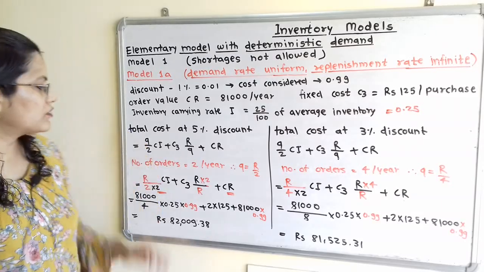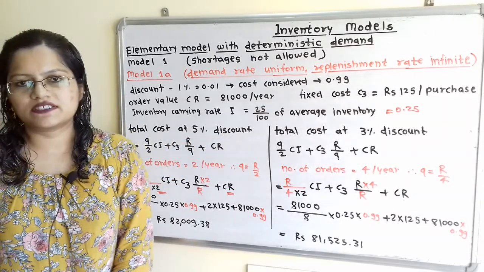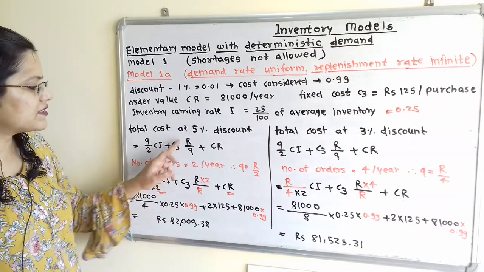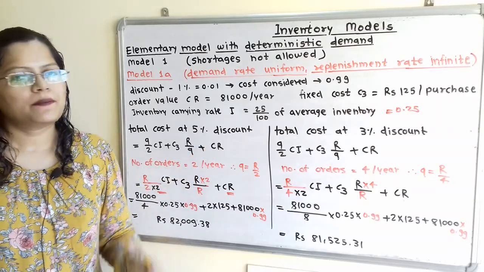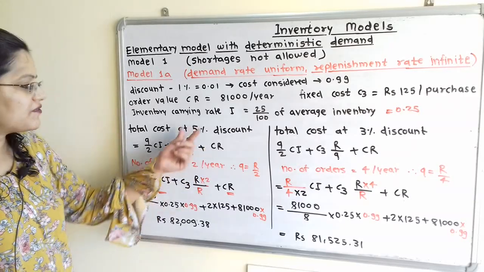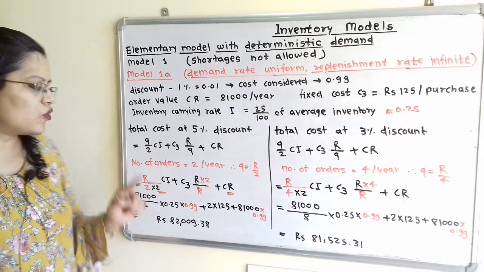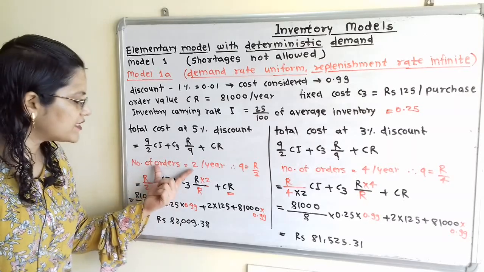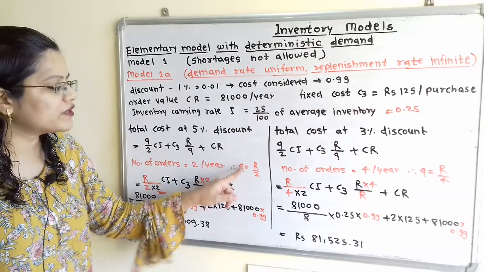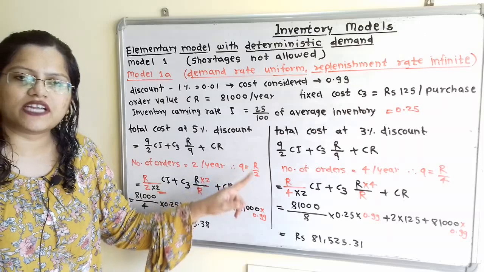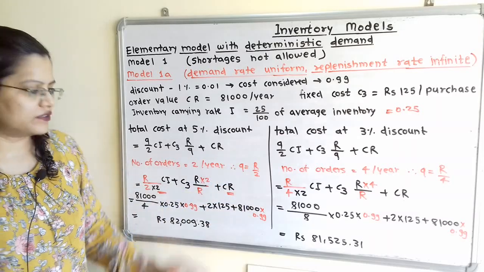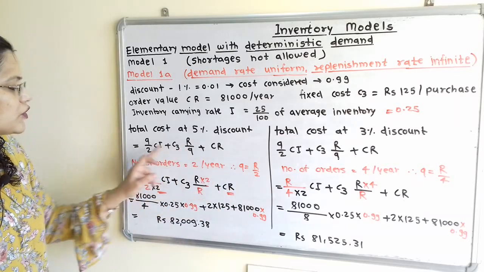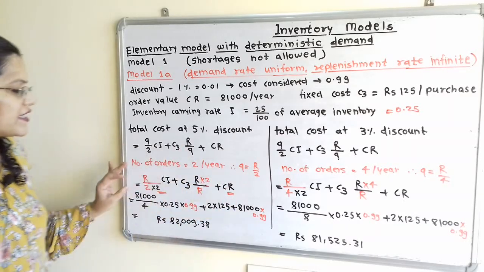Now we will find the total cost at 5% discount. So the same formula we have to use: Q by 2 Ci plus C3 R by Q plus CR. But there is one condition mentioned. This 5% discount is applicable only when the number of orders is 2 per year. So for this condition we have to take Q equal to inventory consumption rate divided by number of orders, that is Q is equal to R by 2.